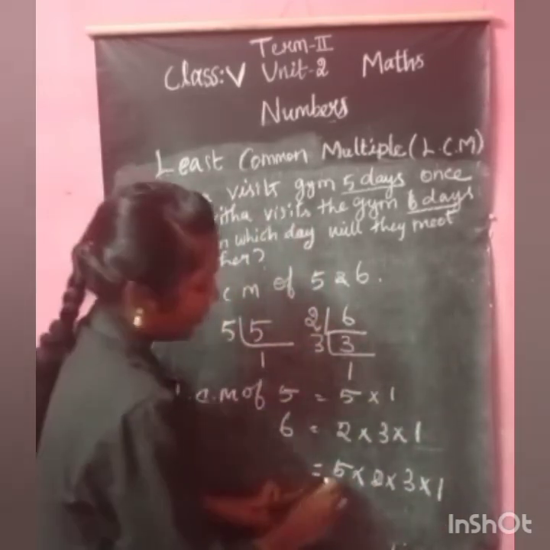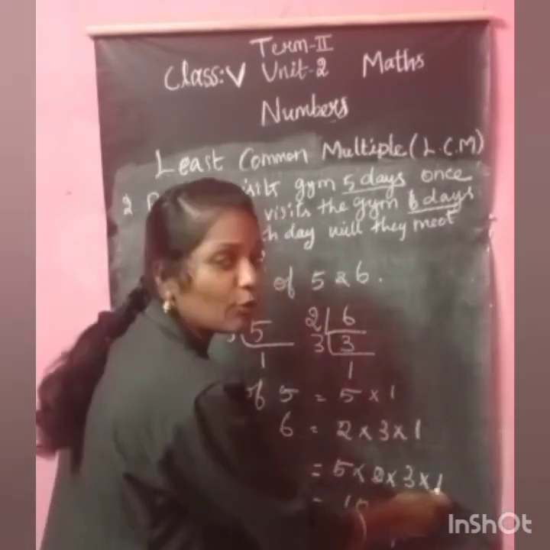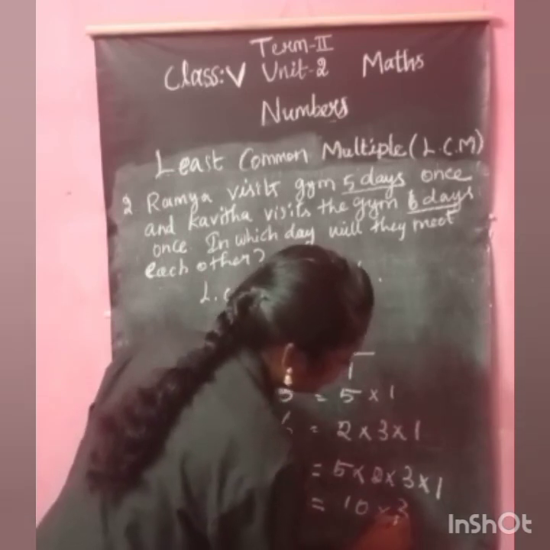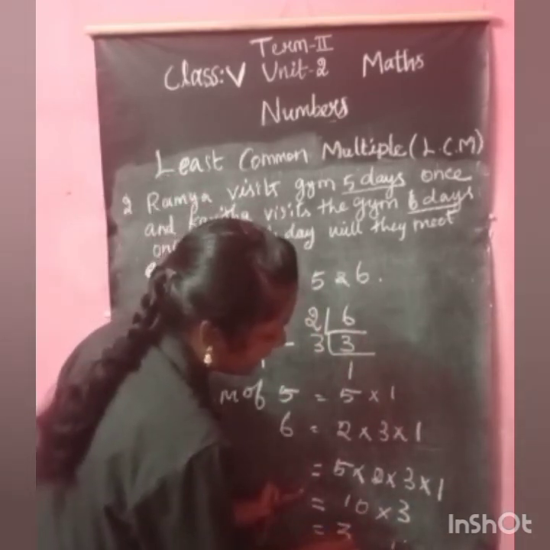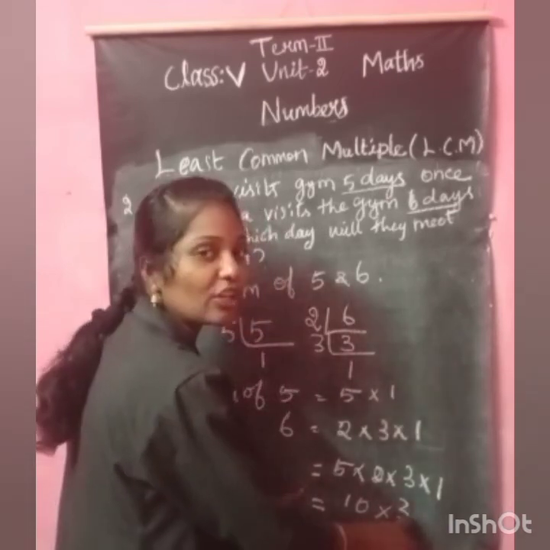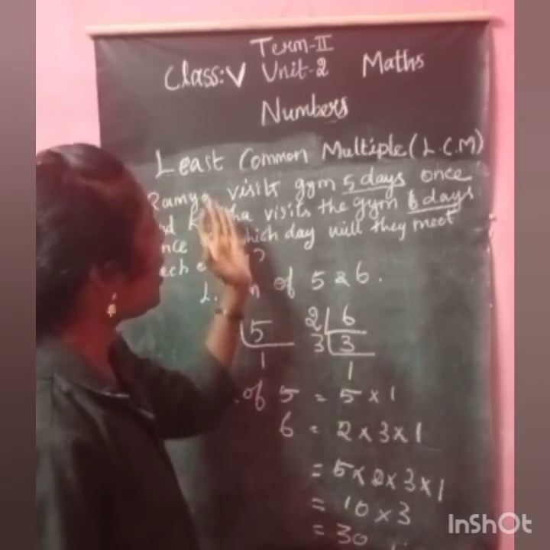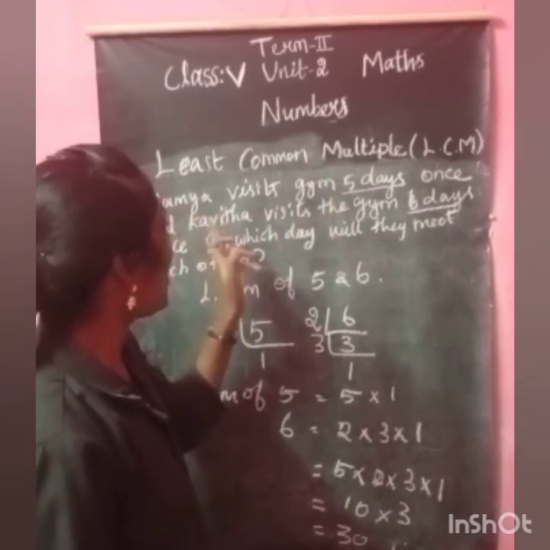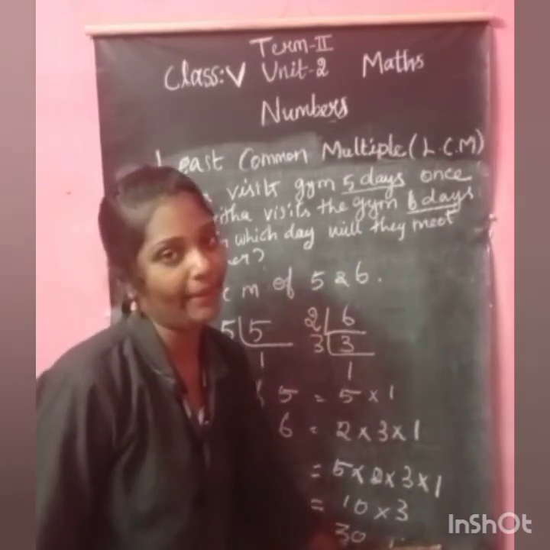See, children, 5 twos are 10. Very good. Next, 3 ones are 3. Okay? Next, 10 into 3, 30. So Ramya and Kavita will meet on the 30th day.